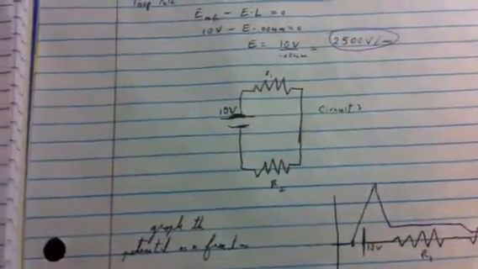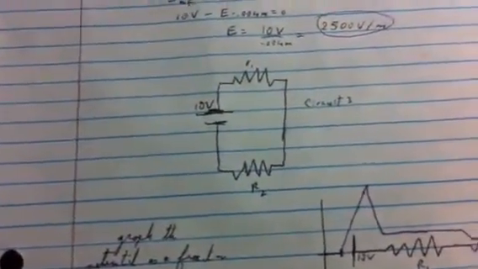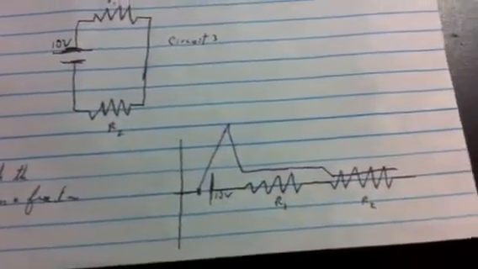And then they're going to give us a third circuit, which looks like this. This is kind of like both circuit 1 and 2 put together, and they're asking us to graph the potential as a function of position. So this is what I got.